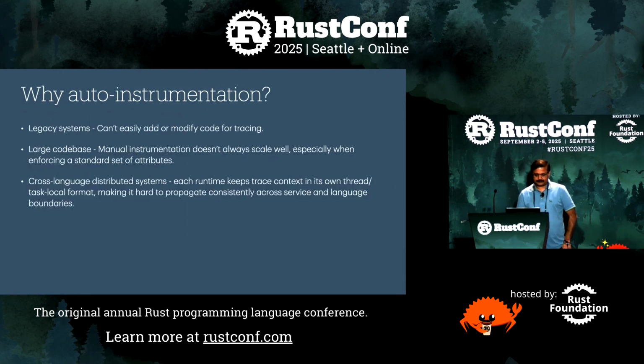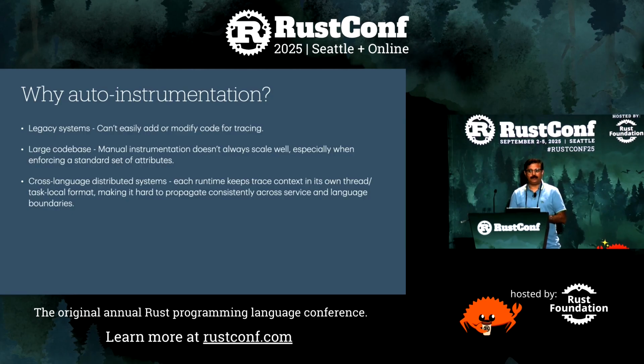Why auto-instrumentation? Auto-instrumentation solves three big problems. First is legacy systems. A legacy system may not be instrumented to send telemetry data in the OpenTelemetry standard, or it may not be instrumented at all, and it's not easy to add or modify the code to start supporting tracing. Second, manual instrumentation does not always scale well for a large code base, especially when we want a standard set of attributes exported from the entire code base.